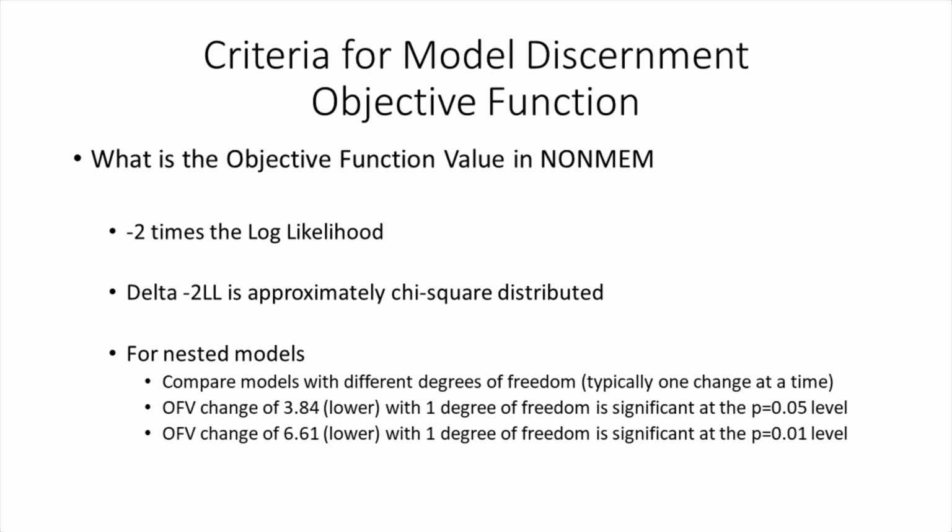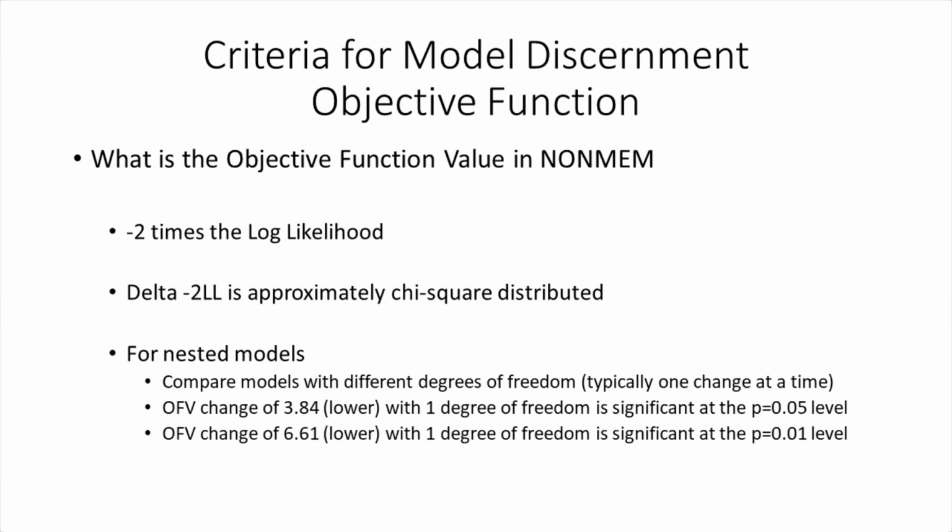Well, if you're comparing models, the difference in -2 log likelihood values is approximately chi-square distributed. So what does that mean? If you have a population pharmacokinetic model, you can compare models, if they're nested, with different degrees of freedom. You typically make one change at a time. And you can evaluate whether or not that change appears to have improved the model description of the data statistically by looking at the change in that -2 log likelihood value.